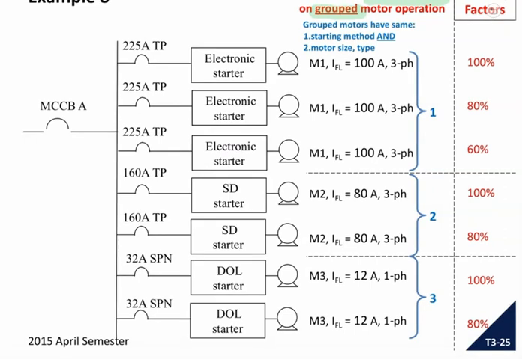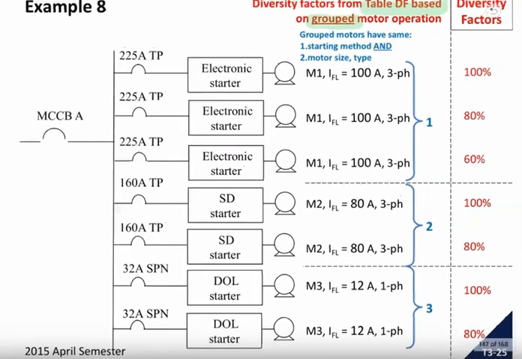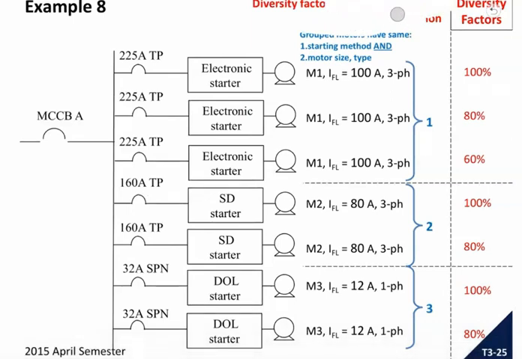So this is a situation that we have talked about before. When we apply diversity factor, we apply it to a similar group of motors or machines. And likewise, the challenge is for us to find out what is a suitable size for this. And of course, in the process, we need to calculate this.